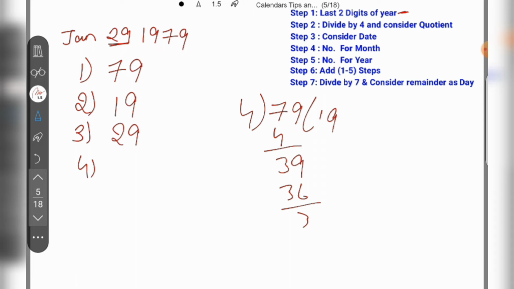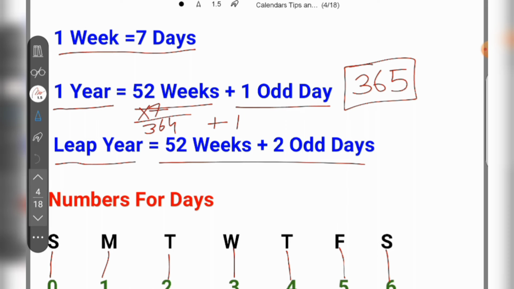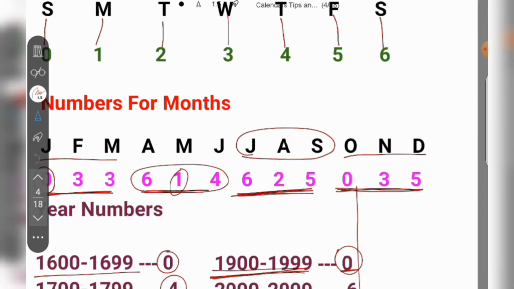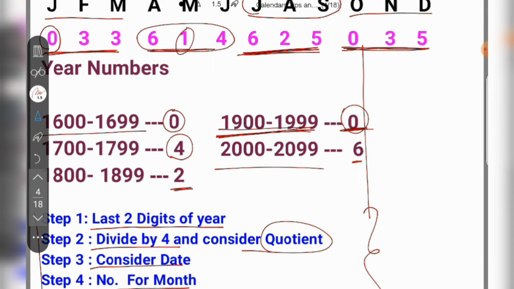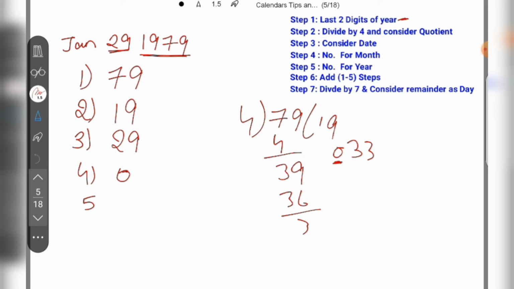The fourth step is we need to consider the number for the month. As I said, the sequence starts with 033, right? So for January the code is 0. So this is taken as 0 here. And the fifth step is we need to write the number for the year. It is in the 90s, right? For the 90s we have seen that the code is 0. So the number for the year is also 0.